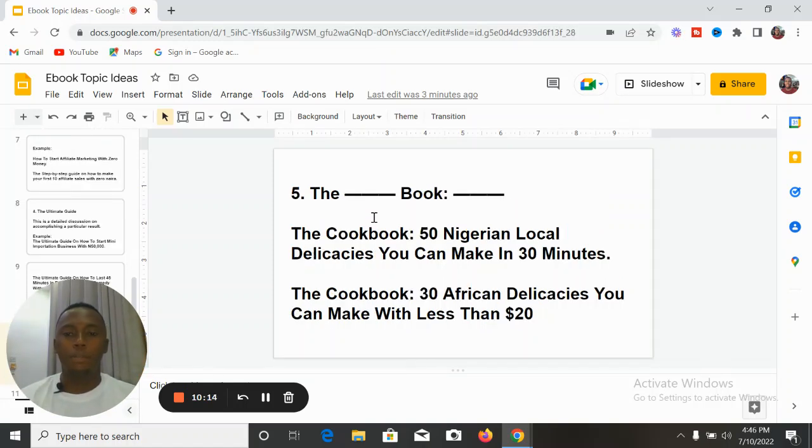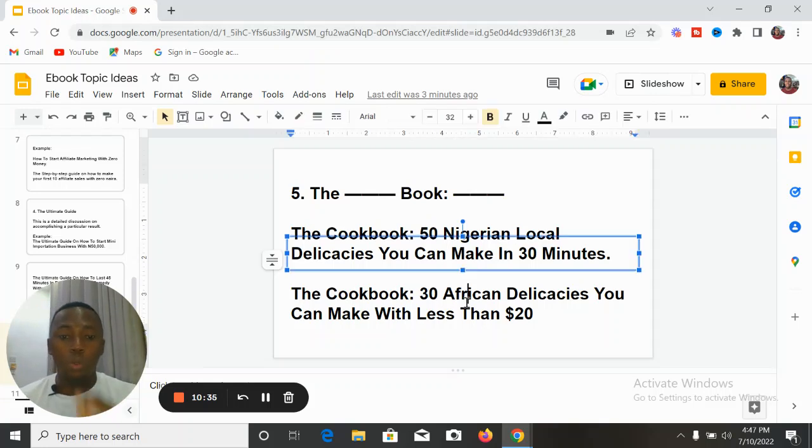Let's get to the next one. Number 5, the dash dash book, then dash dash dash dash. I gave example here, the cookbook, 50 Nigerian local delicacies you can make in 30 minutes. The cookbook, 30 African delicacies you can make with less than $20. If you sell this one to Yankee, if you sell this one to the people abroad, Baba, you go make money.